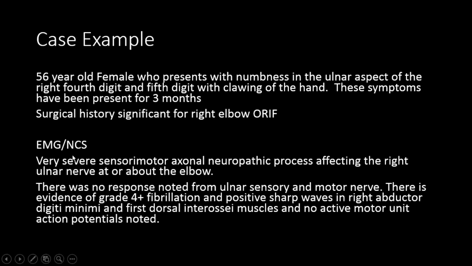EMG showed very severe compromise of her ulnar nerve at about the elbow, and there were grade 4 fibrillations in ulnar innervated muscles and no active motor unit potential. So that's a very severe ulnar neuropathy at the elbow. So we know that with the EMG there's a severe neuropathy, but ultrasound can add more information.